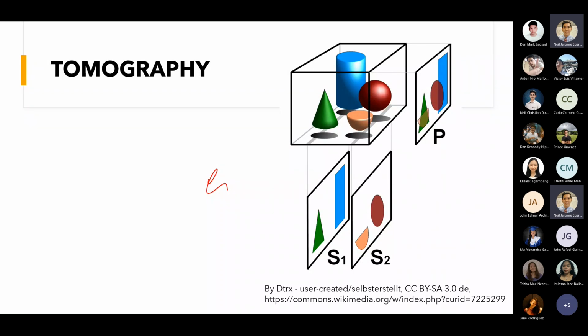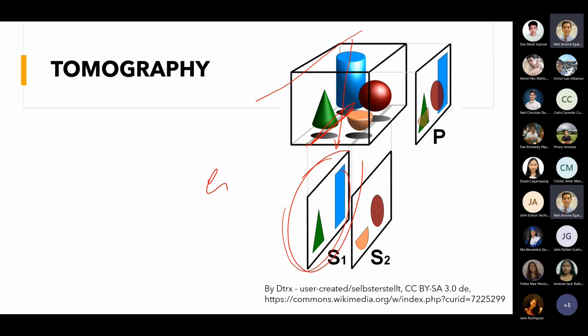Ang nangyayari dito to get a tomographic slice, parang kukuha ka ng isang kutsilyo, tapos i-cut mo yung 3D object mo here. So i-cut mo yan down. Tapos yung makukuha mong image, ito yung tomographic slice. So kung dito ka nag-slice, dito sa line na to, alright? Yung picture na makukuha mo is a two-dimensional piece of the entire 3D puzzle. So ito yung makukuha mo. So ito yung isang tomographic slice.